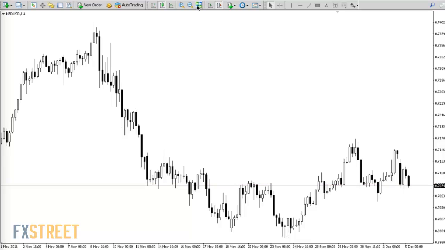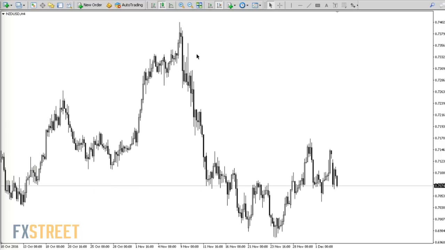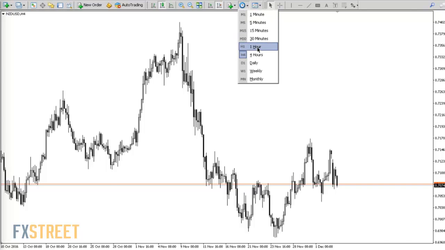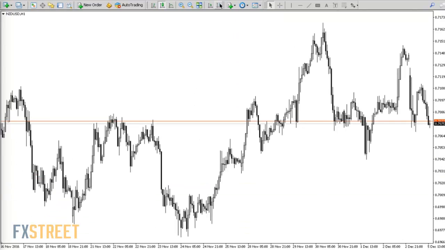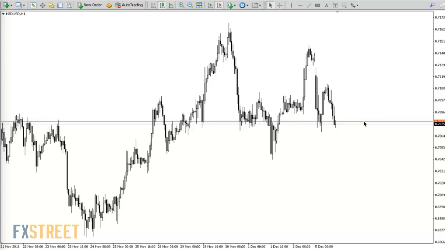So this Kiwi dollar H4 chart, if you see the chart now, the request is for me to look at H1, H4, so I'll just toggle between the two and take a look. So this is an H1 chart. The trend is not that clear, so it is more in a so-called sideways manner.